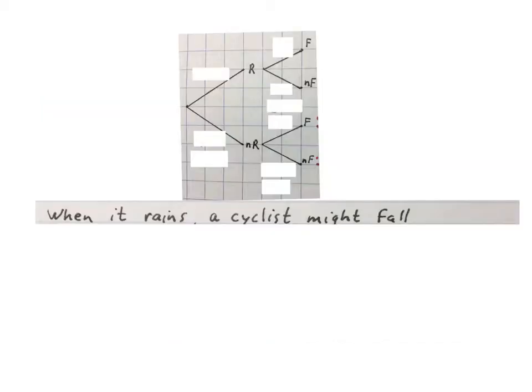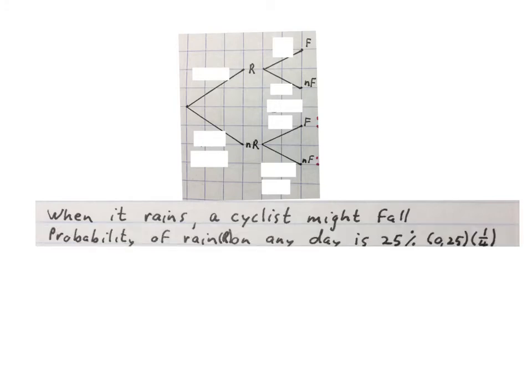It says when it rains, a cyclist might fall. The probability of rain, we're going to call it capital letter R, on any day is 25%. Remember, we can write it as 25%, 0.25, or a quarter. I'm going to change everything to decimals. So we write the probability is 0.25 for raining.